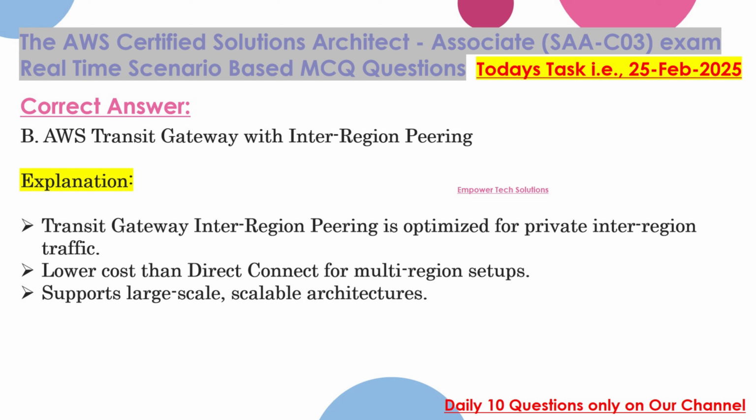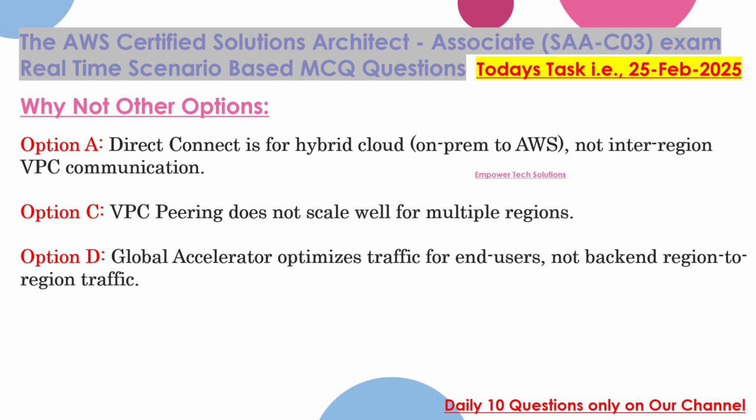Explanation: Transit Gateway Inter-Region Peering is optimized for private inter-region traffic. Lower cost than Direct Connect for multi-region setups. Supports large-scale, scalable architectures. Why not other options?